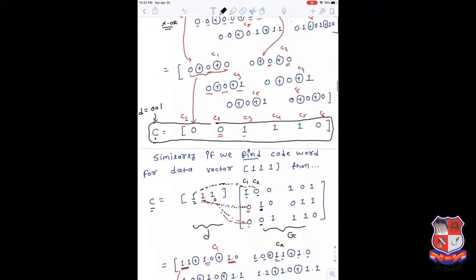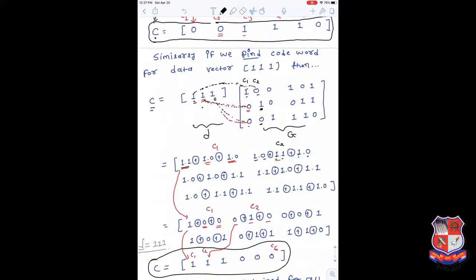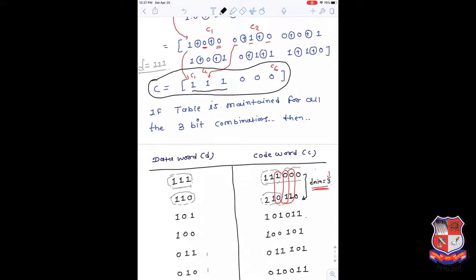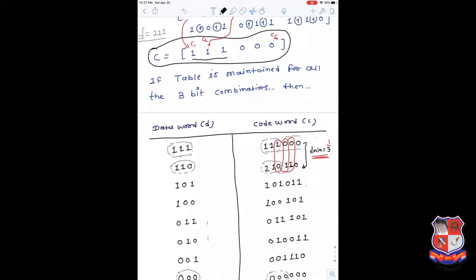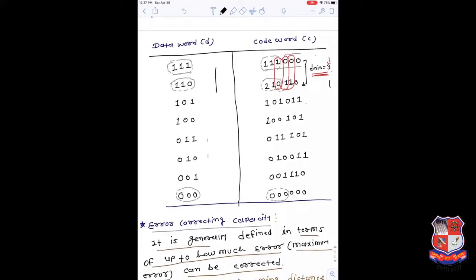Then for the second data vector 1,1,1, we have produced a code vector C, that is 1,1,1,0,0,0. You can notice here that the first k bits, meaning 3 bits of the code word, are identical to the data vector. If you proceed further, for every data vector D we can produce a code vector C. There are 8 combinations, so for 8 data vectors we have 8 code vectors C.